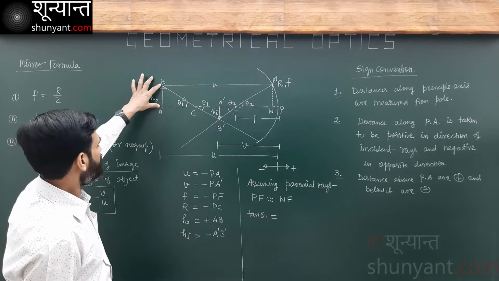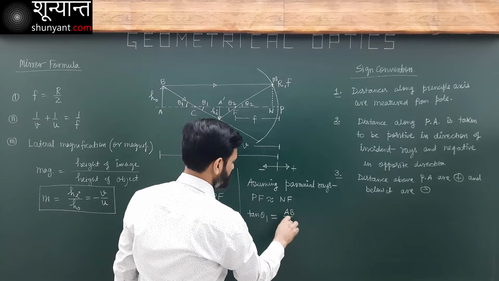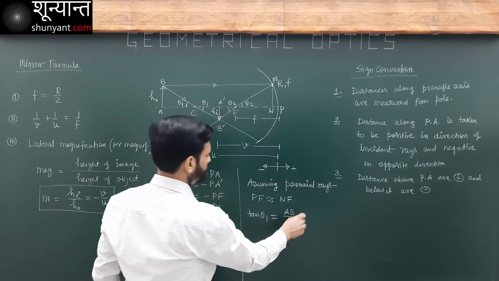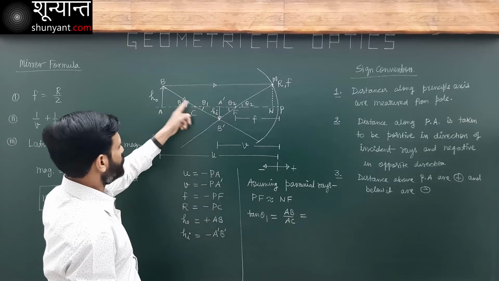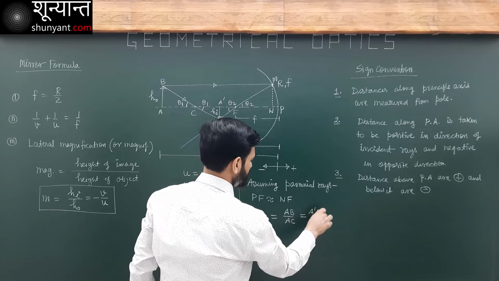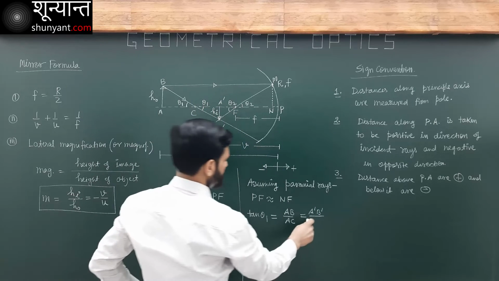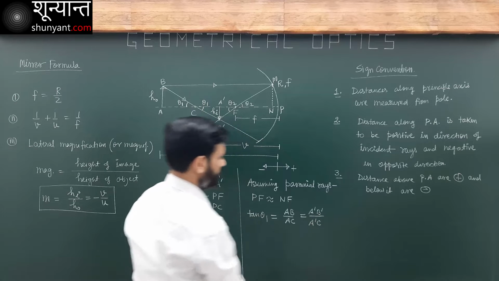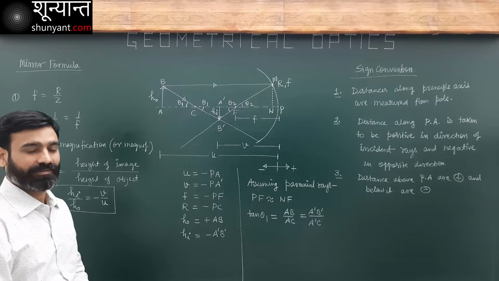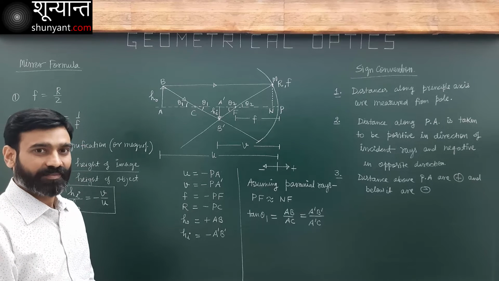Now, if I write tan theta 1, what will be tan theta 1 here? It will be AB over AC. And this is also going to be equal to, in this triangle A dash B dash, A dash B dash over A dash C. What do you think? Does that make sense?